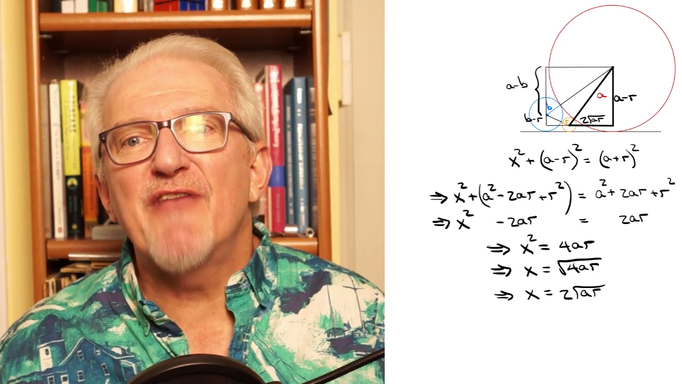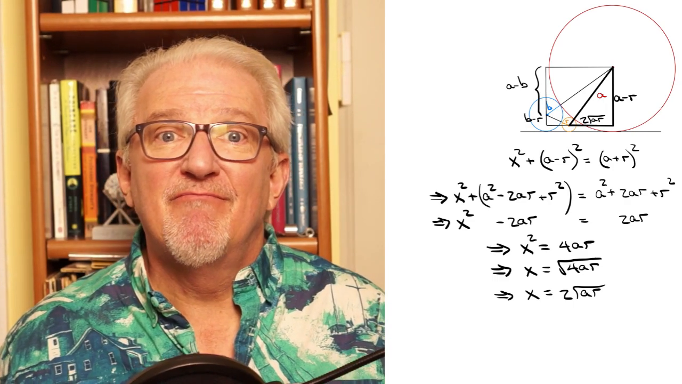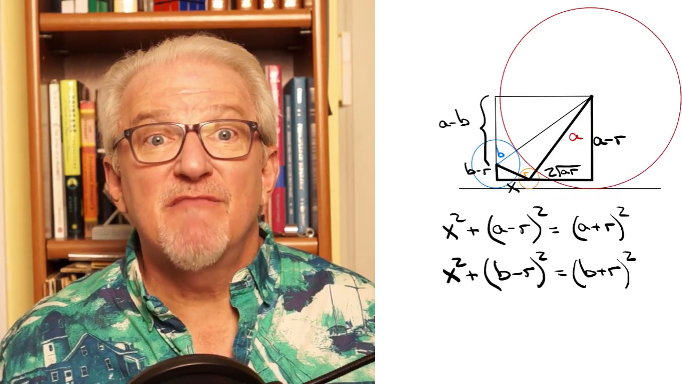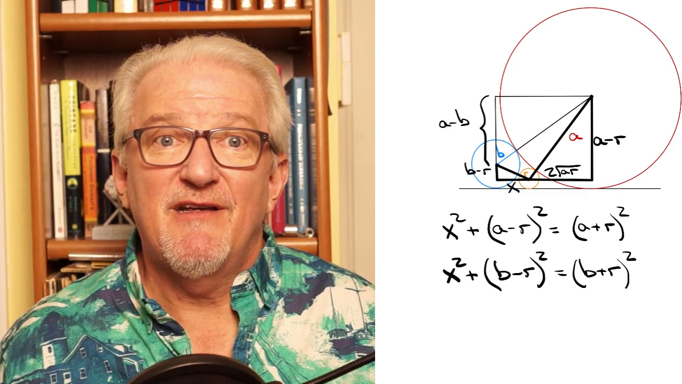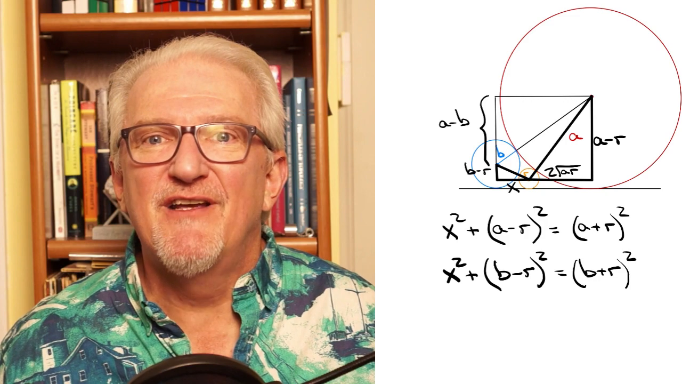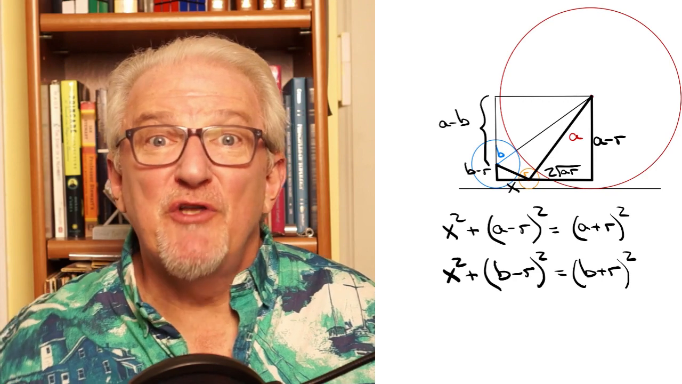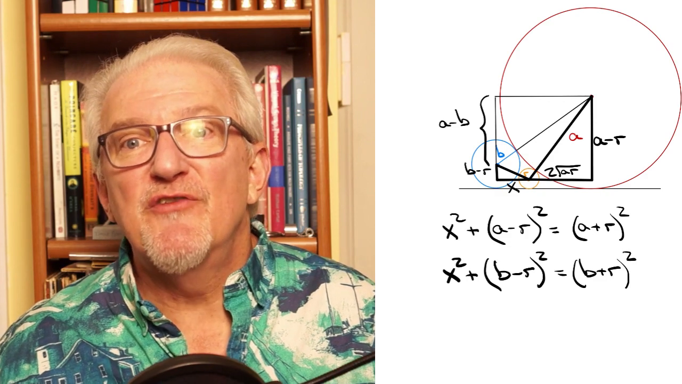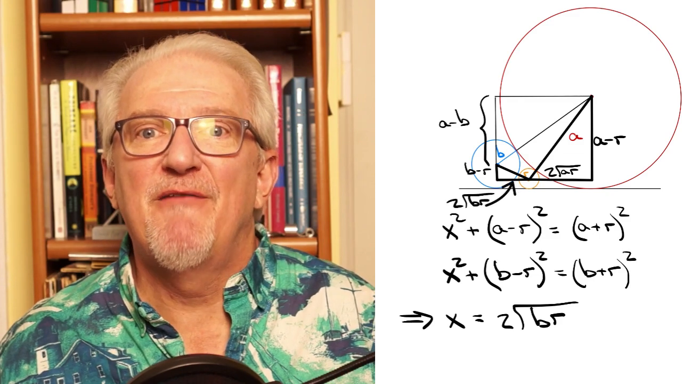Now, notice that the smaller segment that makes up the base of the rectangle is the missing leg of a triangle whose other leg is b minus r and whose hypotenuse is b plus r. If we label the length of the missing leg as x, then it follows that x squared plus (b minus r) quantity squared is equal to (b plus r) quantity squared. But this is exactly the same equation that we just solved, with length b replacing length a. Therefore, the solution will be exactly the same, but with b replacing a. And so it follows that, in this case, x is equal to 2 times the square root of br.